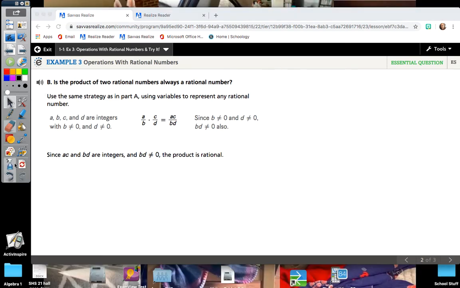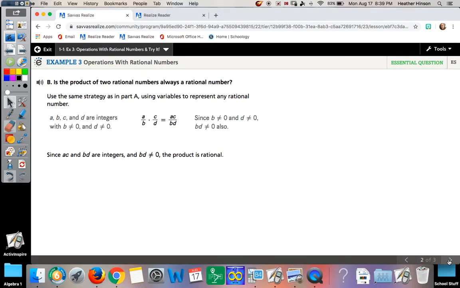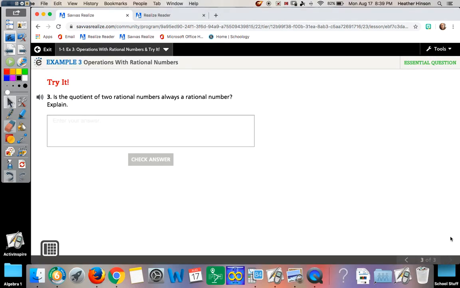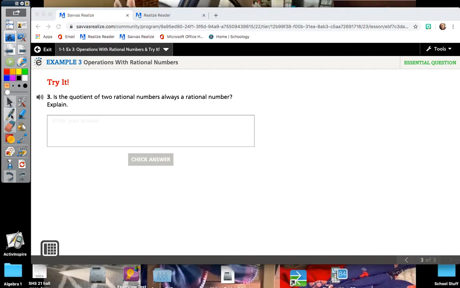Okay, and then I got one more. So to try it, this is going to be in your workbook. In your workbook, you can take your notes for this one. Is the quotient of two rational numbers always a rational number?